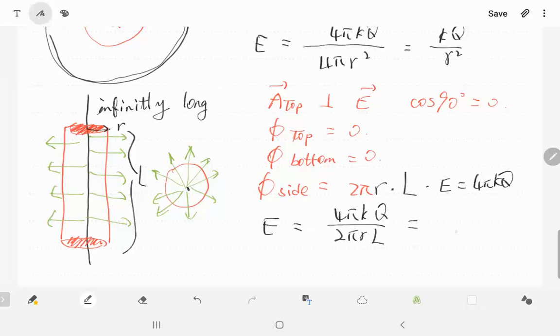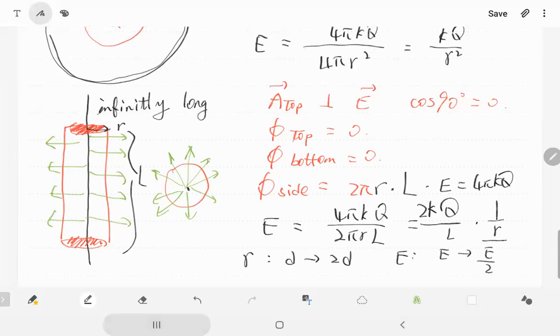And we have Q over l, this is a constant, so E equals 2k times Q/l times 1 over r. r is the distance from the center of the wire to the surface we sketch. So if the surface we sketch is far away from the wire, then the electric field will decrease as a function of 1 over r. So if the distance r doubles from d to 2d, then the electric field is going to be halved. It will go from E to E over 2.